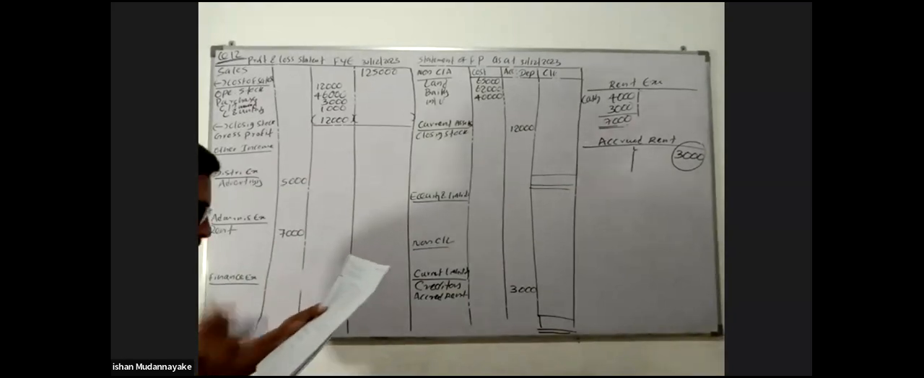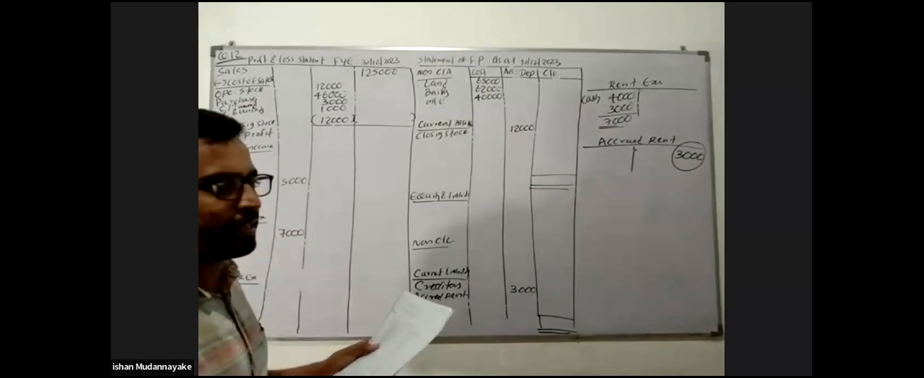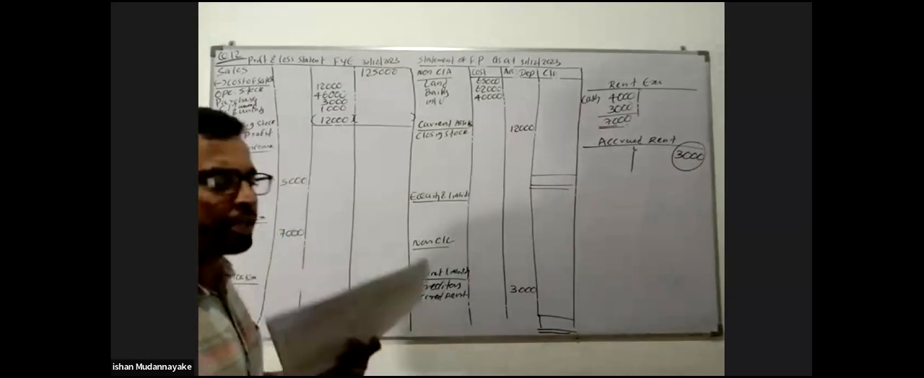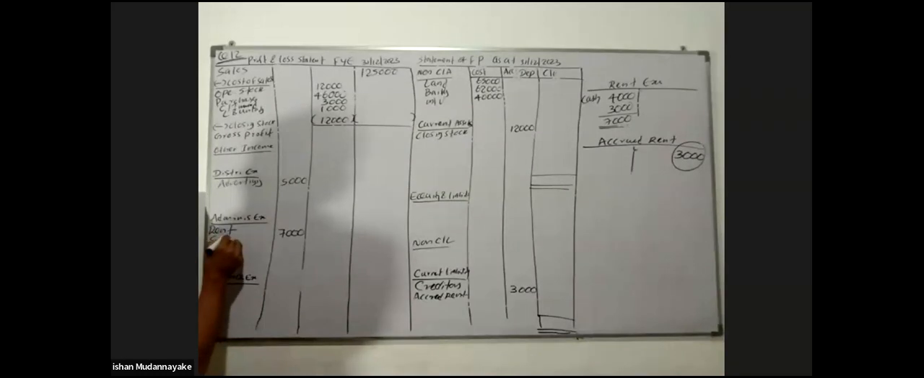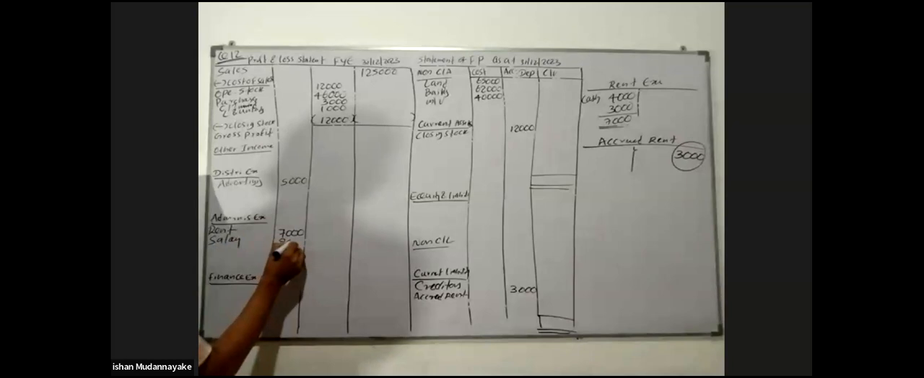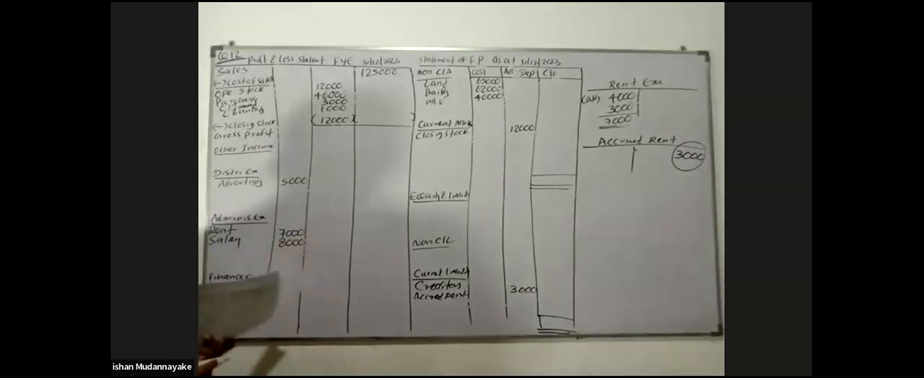Then salary expense 8,000. Write down salary under administration expense, 8,000.